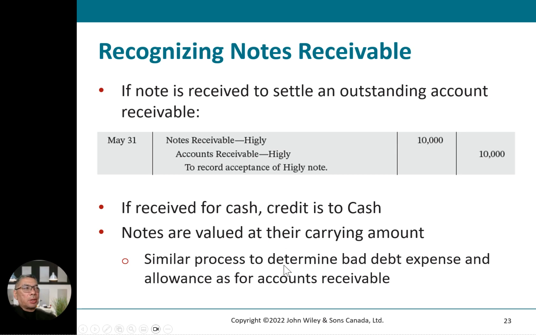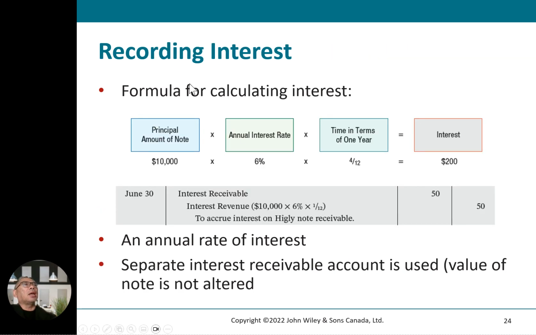Similar process to determine bad debt expense and allowance for the accounts receivable. How are you going to record interest? The formula for calculated interest is the principal amount of the note times the annual interest rate times the time in terms of 1 year. So 10,000 times 6% times 4/12, since this is for 4 months. You get interest of $200.